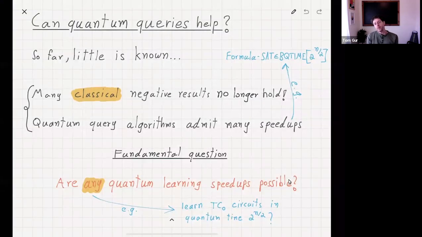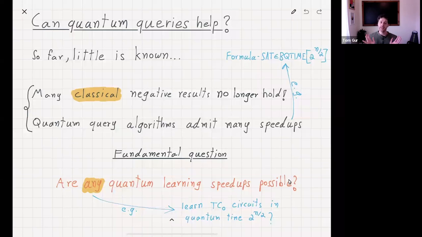Now, an immediate question to ask is, so we gave this power, but can it help us with it? Is there any reason to think this could help? On the one hand, we know that quantum queries could be extremely powerful. We have exponential separations for particular problems in the query model. So we do know that quantum queries have a lot of potential. But in the learning setting, very, very little is known.